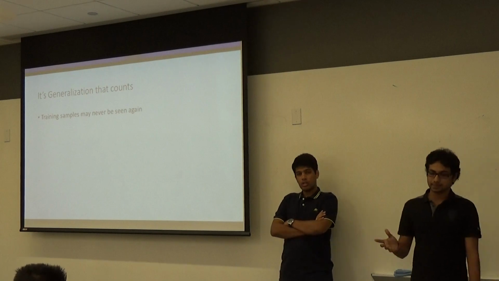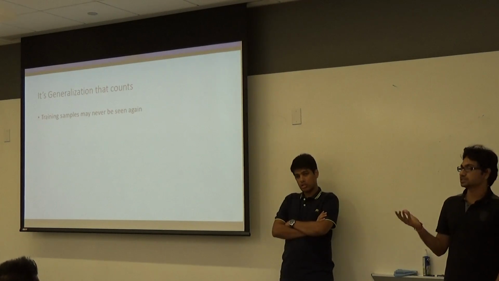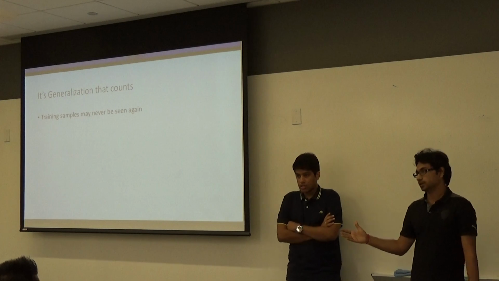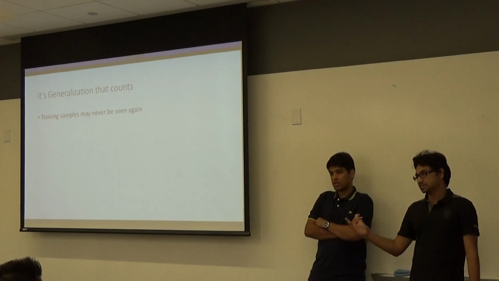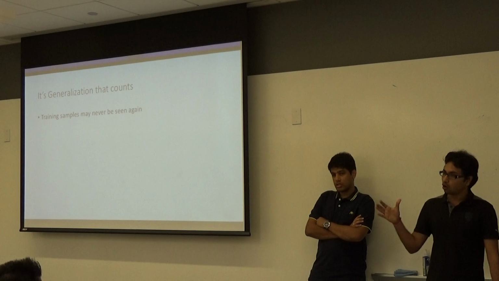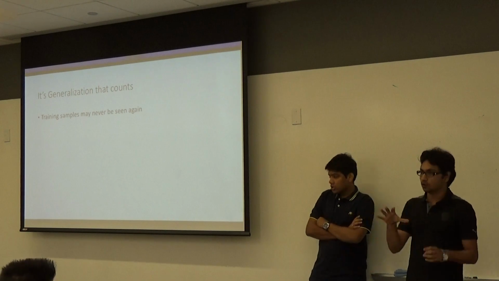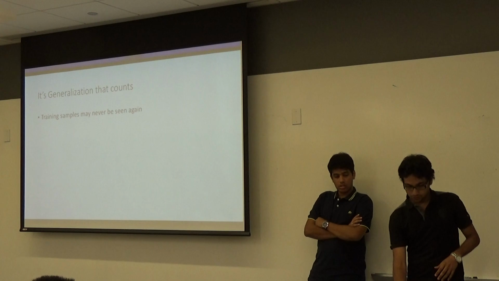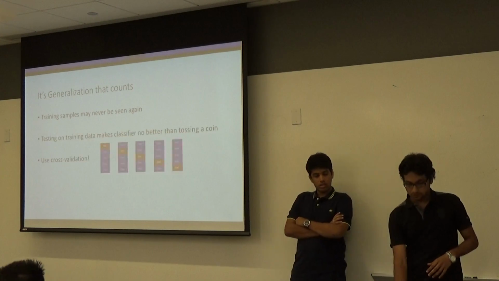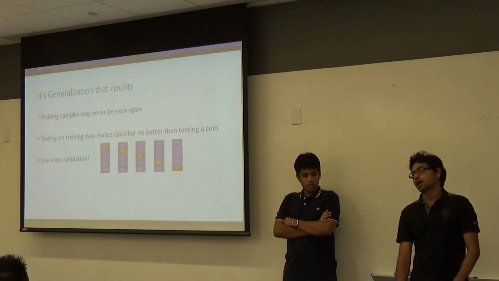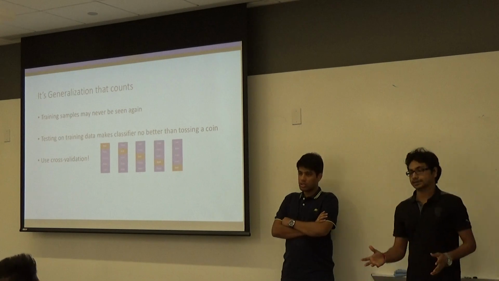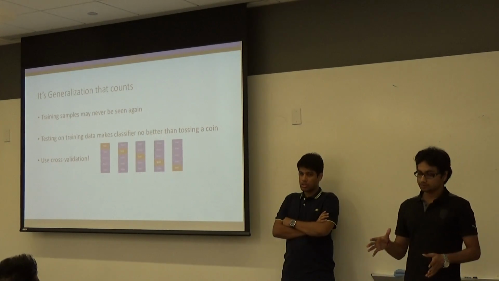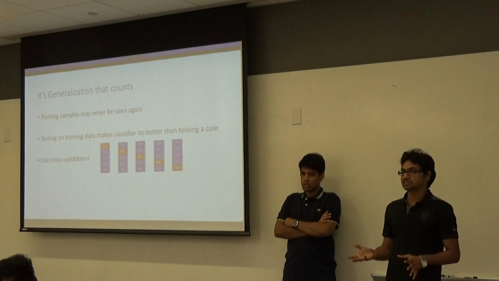Another thing is that we could keep a separate holdout set, right? That could be called a validation set, and we always use that for doing these kinds of validation, right? So we use cross-validation. But where can this whole idea of cross-validation be misused?